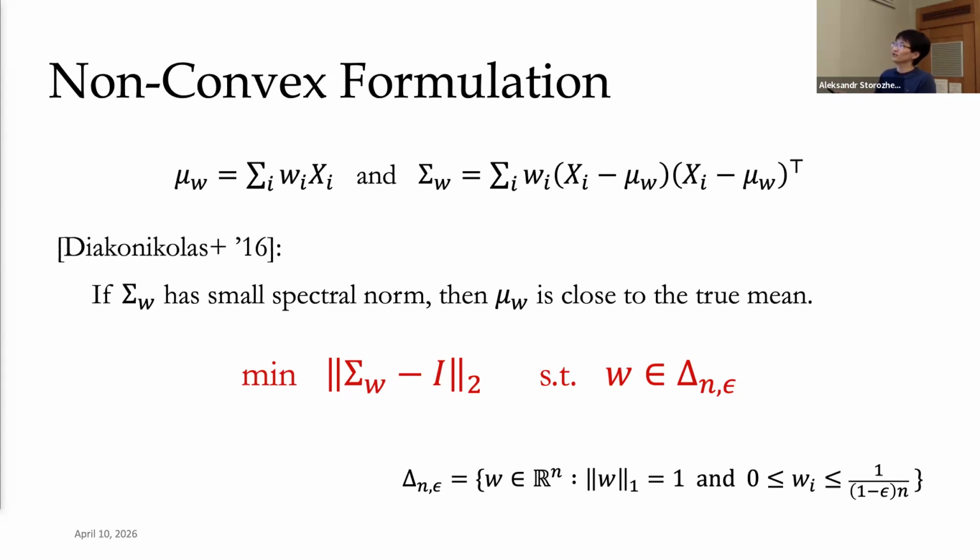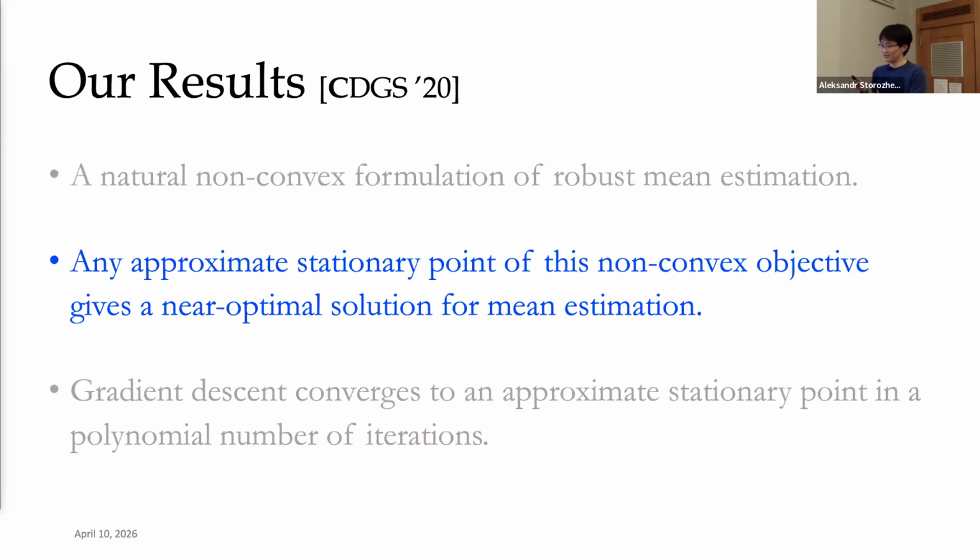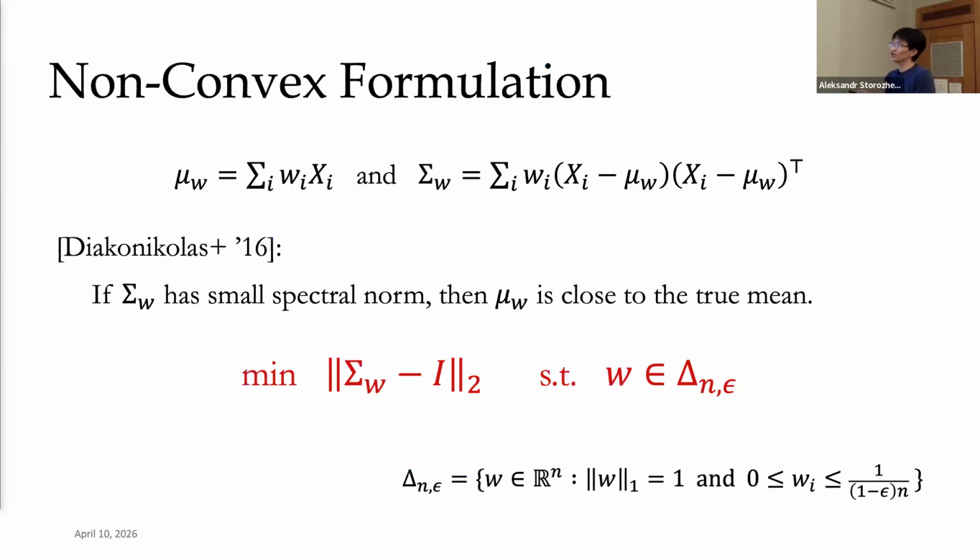I want to capture the intended solution. The intended solution is to put weight 0 on the bad samples and put uniform weight on the remaining (1 minus epsilon)n samples. So this is a set that captures all possible such weight vectors. It's the convex hull of those vectors. All right. So what we show in this paper is that if you just run gradient descent on this objective function, you'll be fine. All local optima of this optimization problem will give you a good empirical mean.